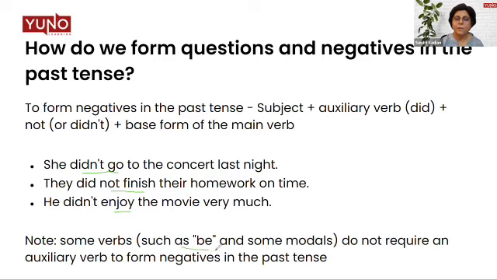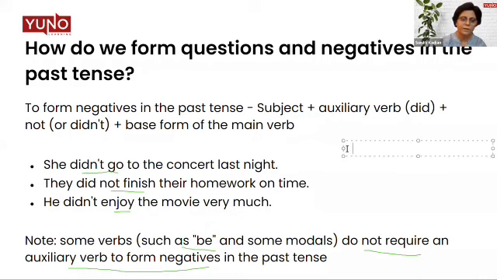Let's look at B. As I told you, some be verbs and some modals do not require an auxiliary verb to form negatives. They do not require the helping verb with them. Were you there? Oh, no, I wasn't there. So how do we put it? I wasn't there. It does not require another helping verb, right?